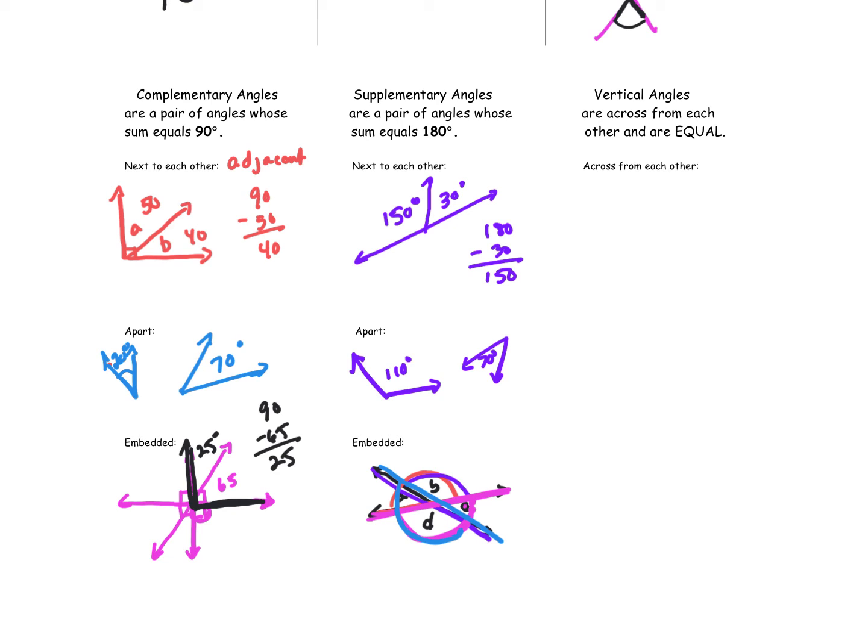Okay, now let's continue with vertical angles. Vertical angles are across from each other and are equal. So let's start again with a diagram of 2 intersecting lines.